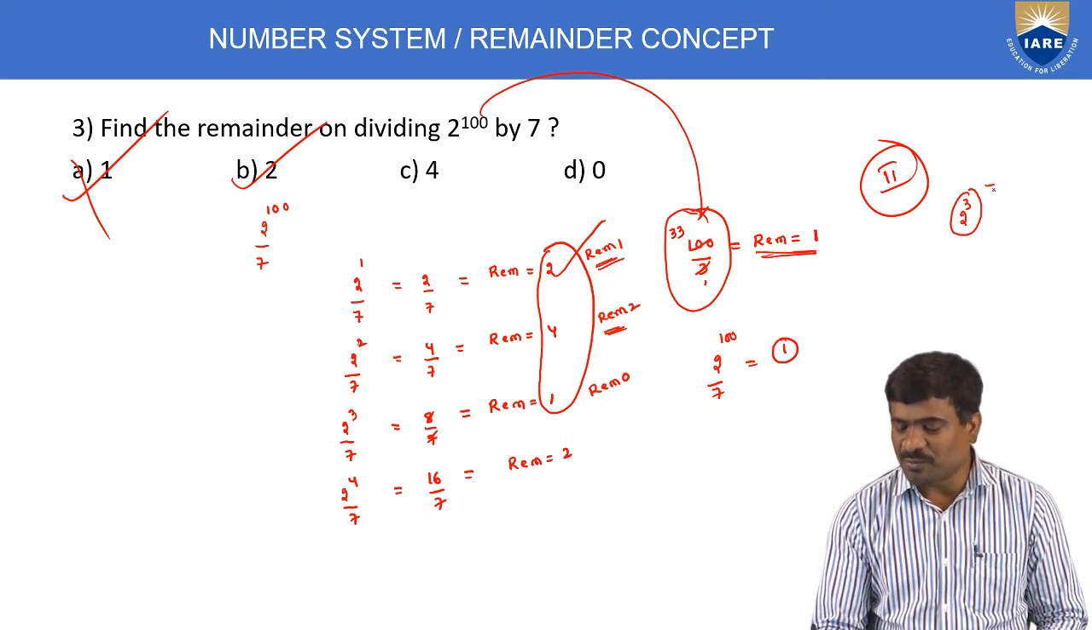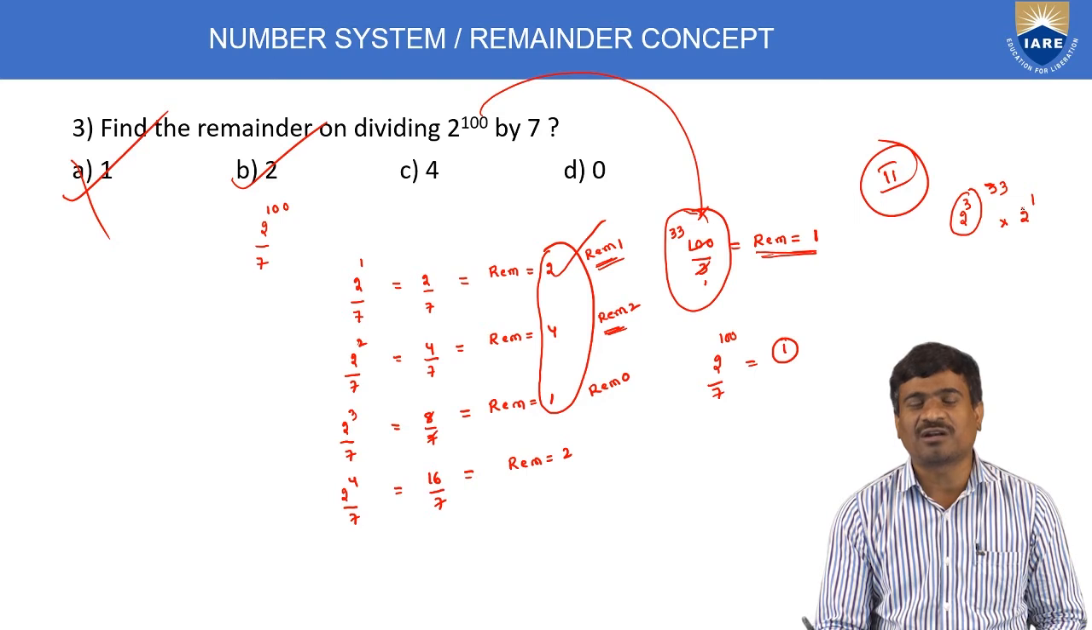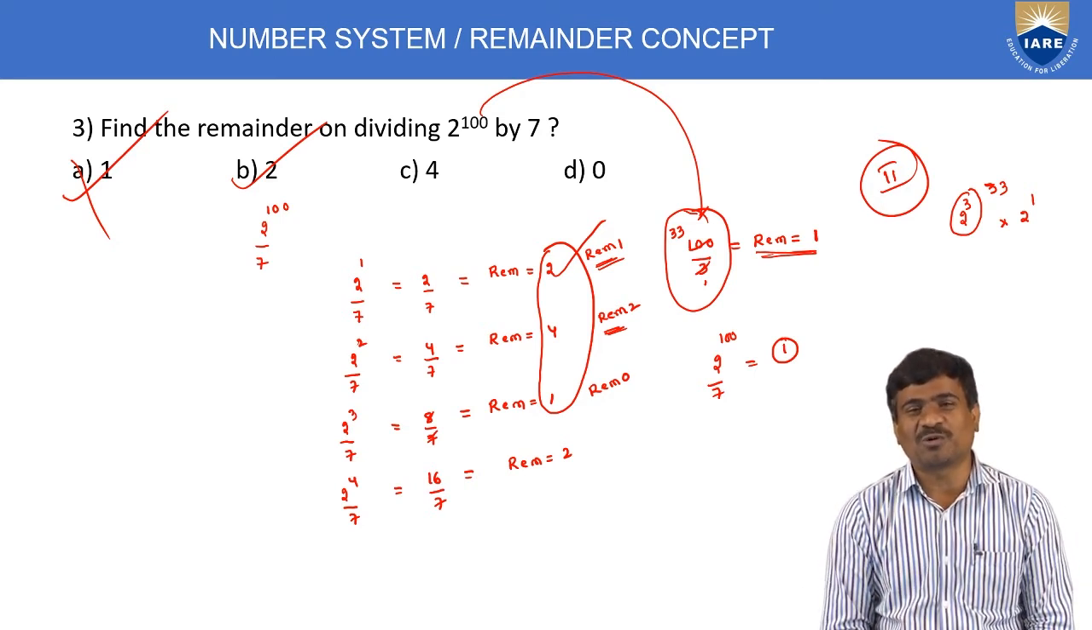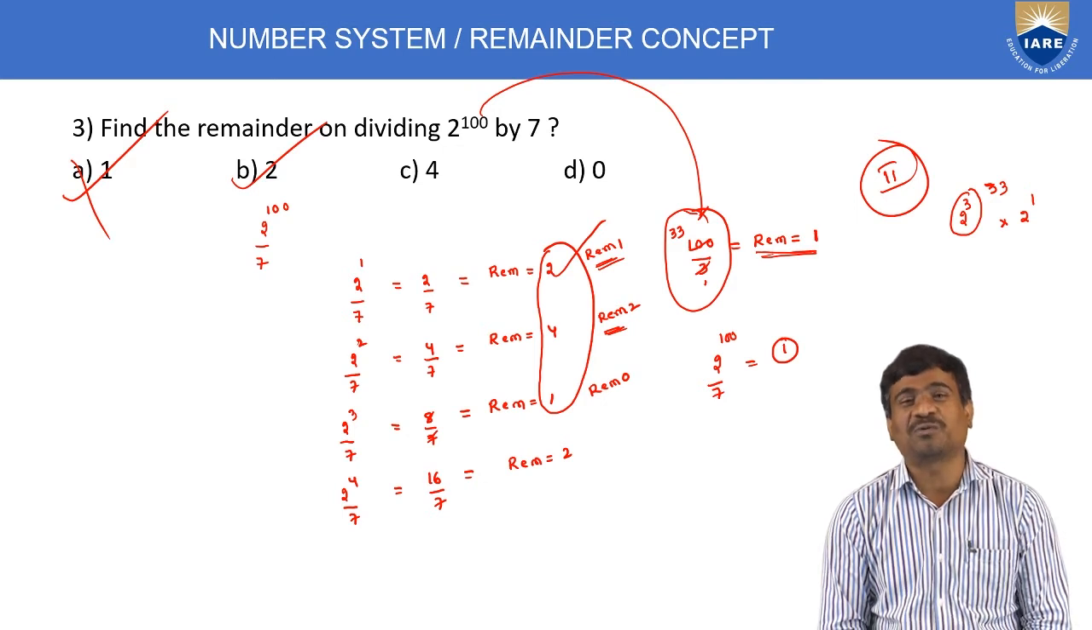Here next, 2 to the power of 3, whole to the power of 33, into 2 to the power of 1. 2 to the power of 100 is also written as 2 to the power of 3, whole to the power of 33, into 2 to the power of 1.